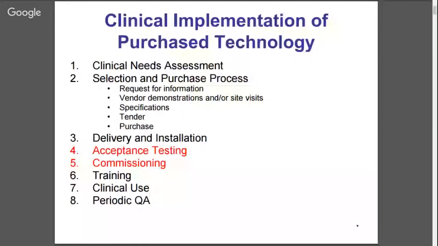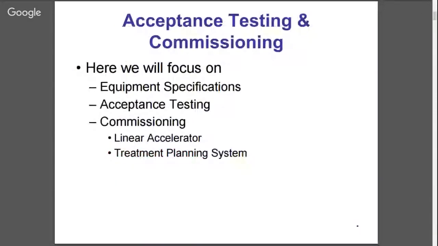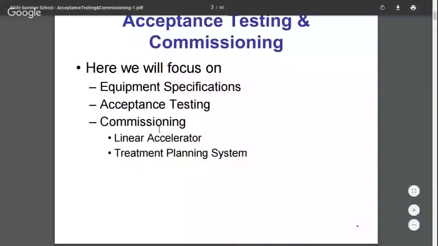And then there's also the periodic quality assurance that needs to be completed to ensure that those standards that we achieve at acceptance testing and commissioning time are maintained. So here we're going to focus on really acceptance testing and commissioning. I'll say a bit about equipment specifications, and I'm going to be focusing on the linear accelerator.